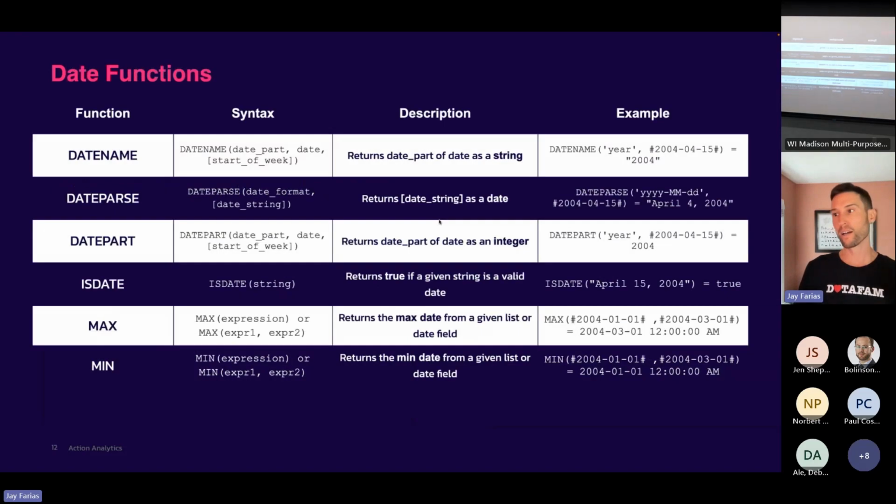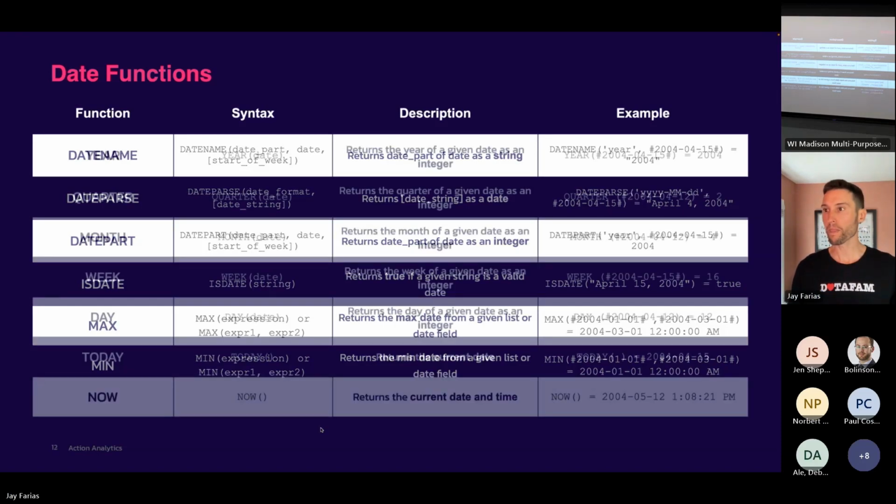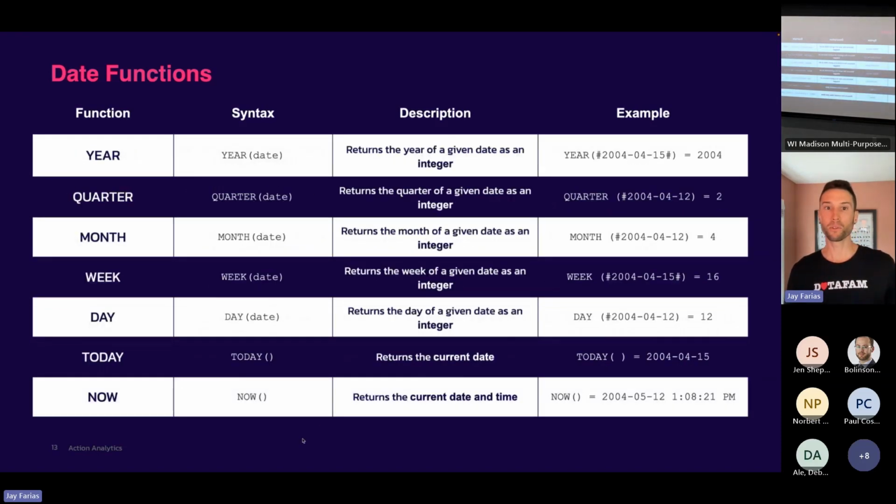But there are a bunch more in Tableau. You have date name, date parse, date part, max and min. So these are very useful for finding the latest or earliest dates in your data set. The max function is crucial in the date equalizer set of calculations that I'm about to review. There are also individual date part calculations for year, quarter, month, week, and day, along with today and now functions if you want to get the current date or the current time.